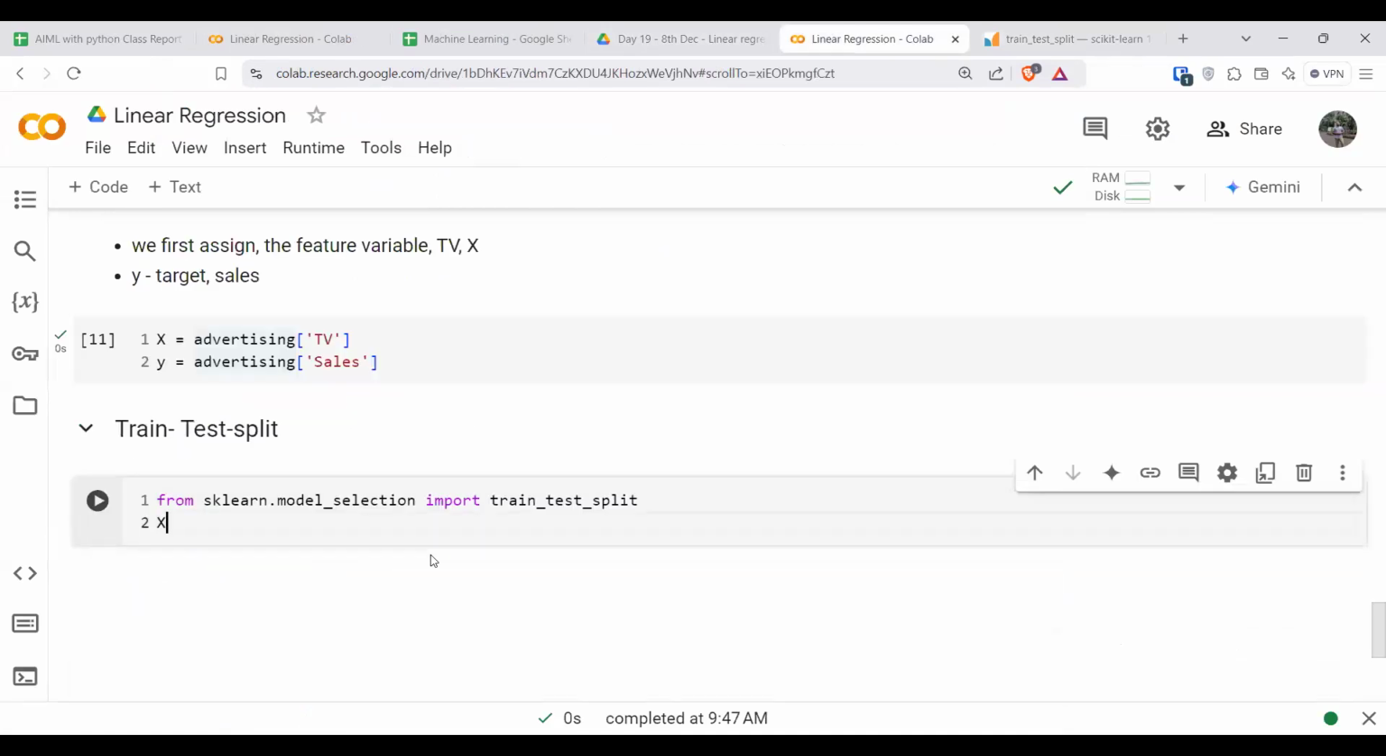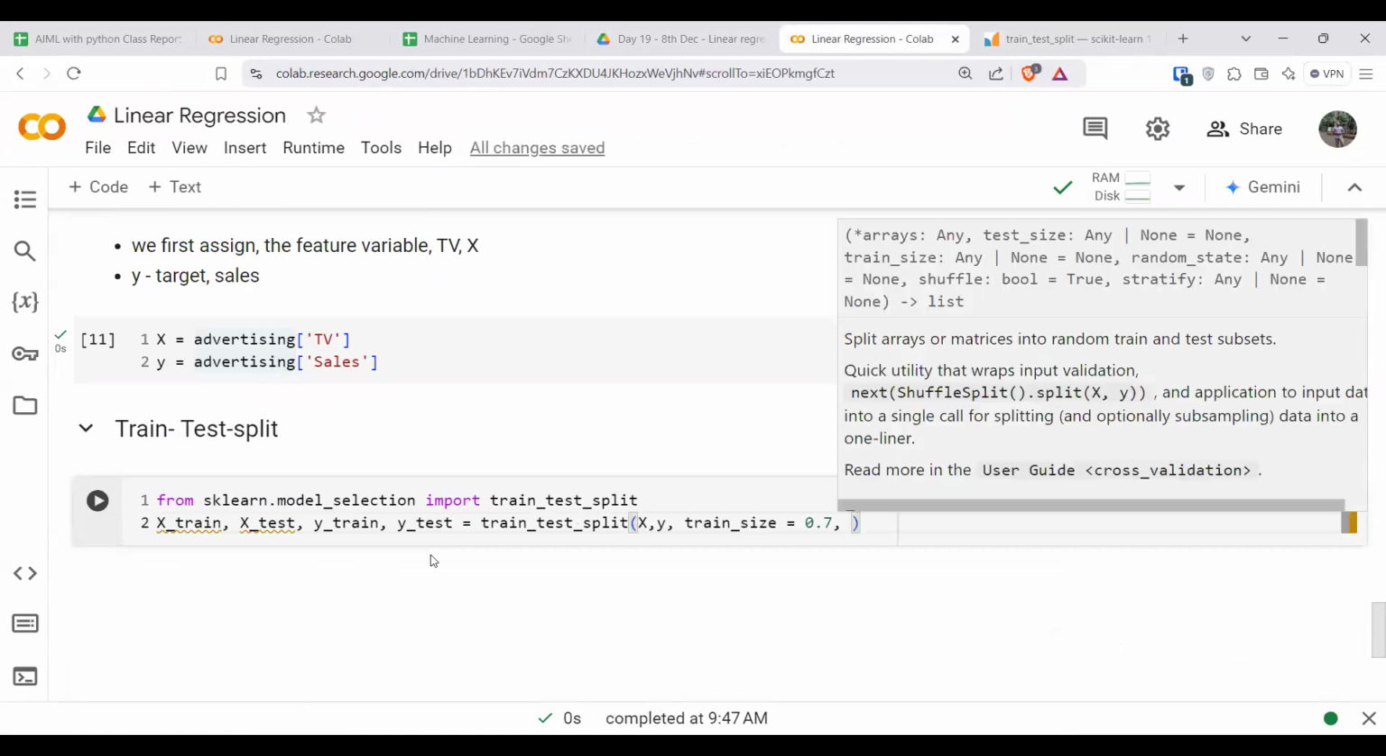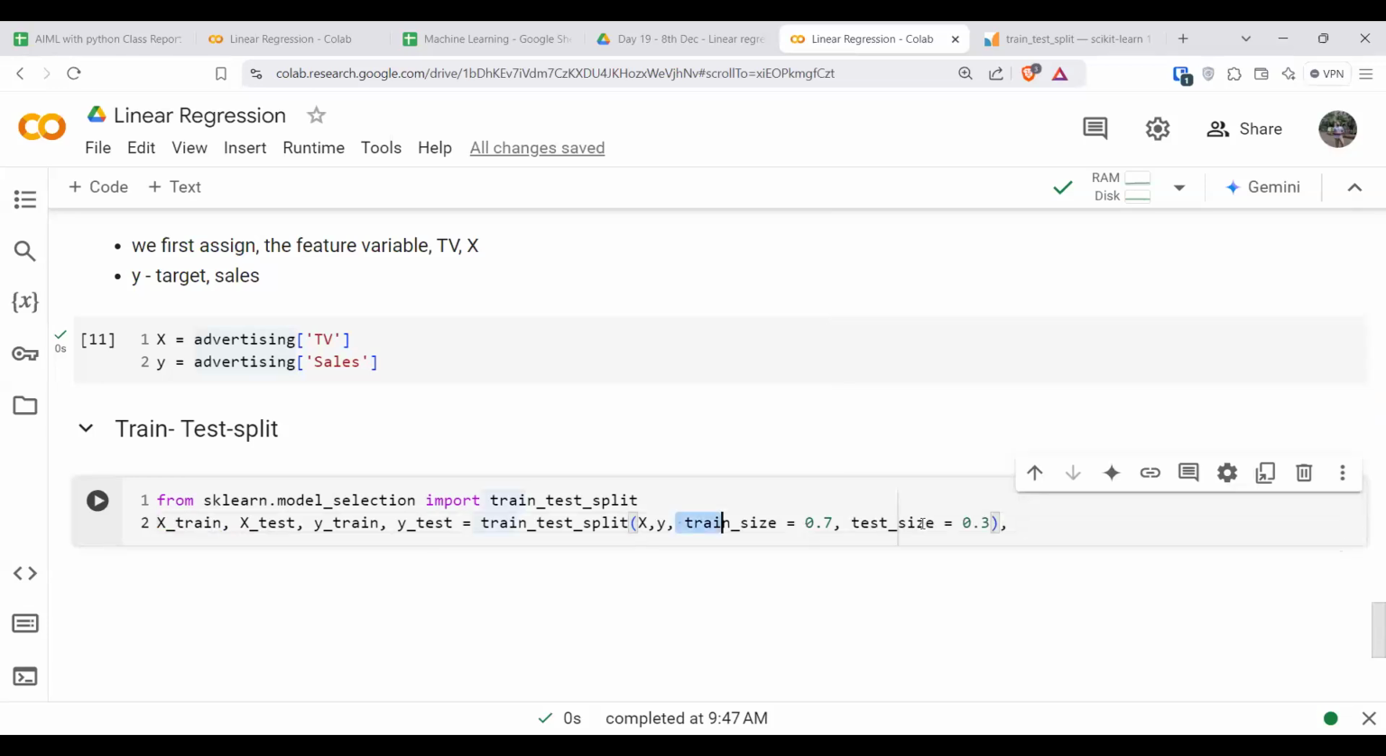Now how do you do it? It's time to do the train test split. Everybody knows this: X_train, X_test, y_train, y_test is equal to train_test_split, the package name. In that you need to pass X, Y, train_size equal to 0.7. This is fine, or if you write test_size, that is also fine. You don't need to specify train size if you are specifying test size. And random state, we'll discuss that in today's session.